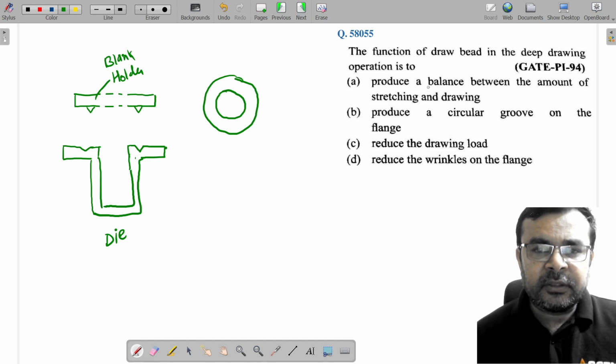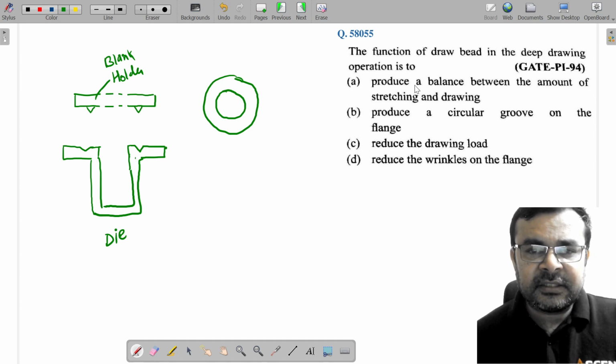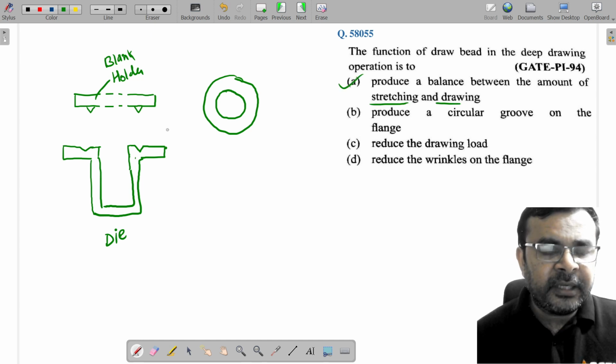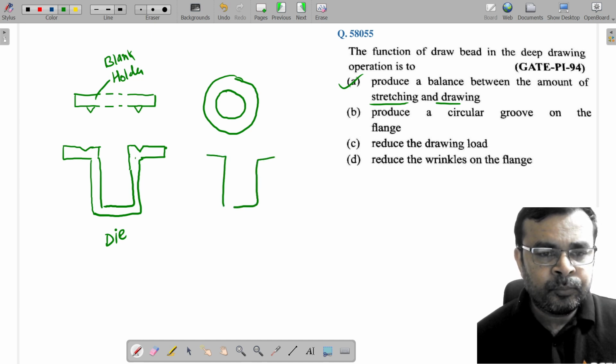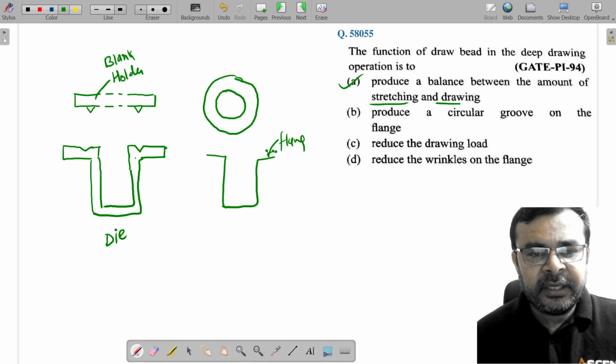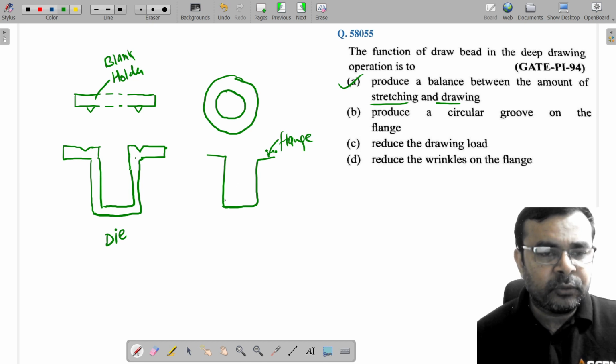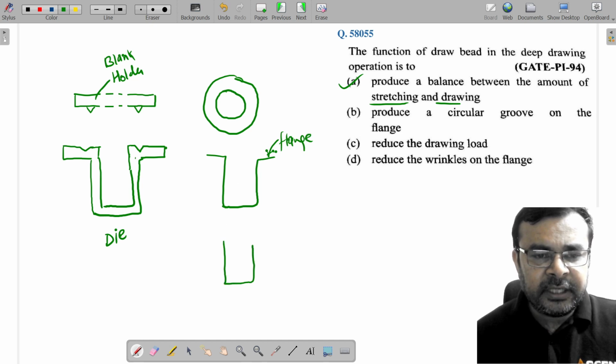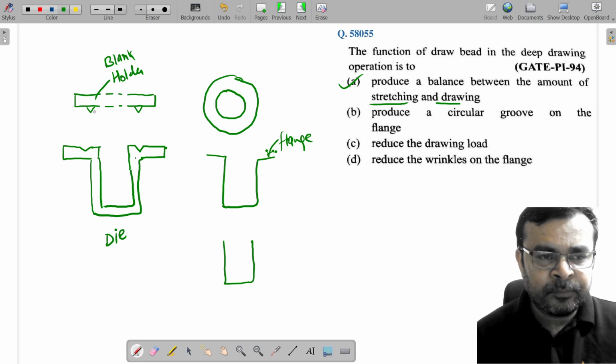Correct. So the function of this draw bead is to produce a balance between the amount of stretching and drawing. So when you need to make a cup having a flange, then we use this arrangement. Yes or no? And if there is no need of flange, this is your flange. If you make a utensil with flange, then we use this. And if you make a cup only like this, then there is no need of providing this draw bead.